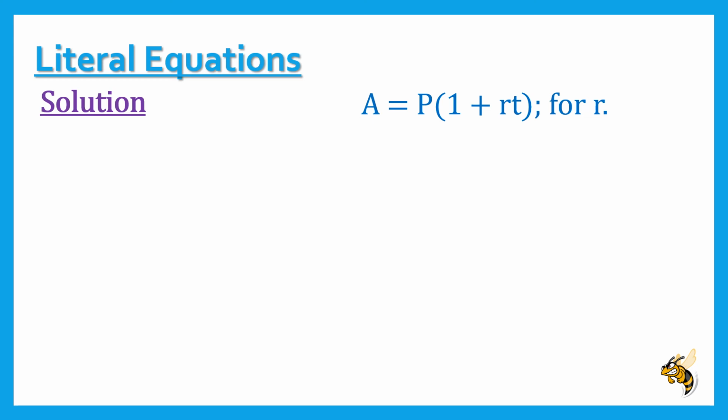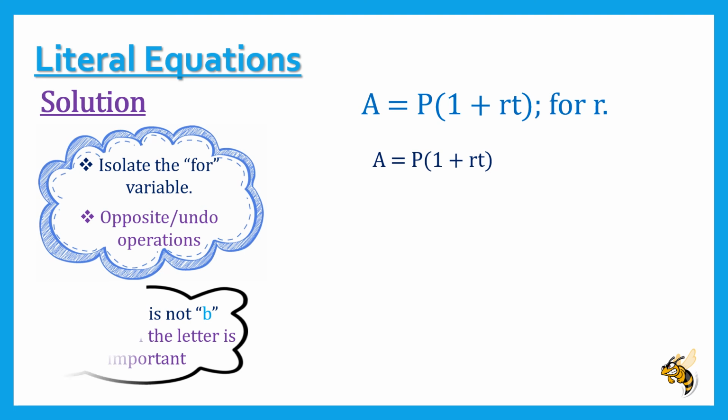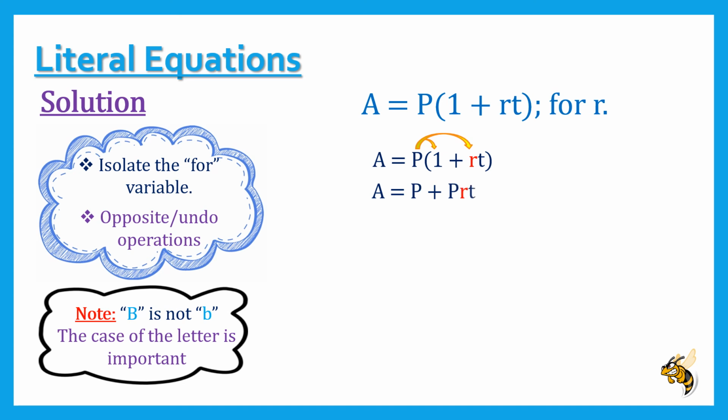Solution. A equals P, open parentheses, 1 plus RT, close parentheses, for R. It's probably in your best interest to go ahead and distribute the P. So we have A equals P plus PRT. We know we're looking for R, so any term that does not have an R needs to be moved to the opposite side. In this case, that singular P does not have an R with it, so we need to move it. The opposite of a positive P is negative P, so I'm going to subtract P from both sides.